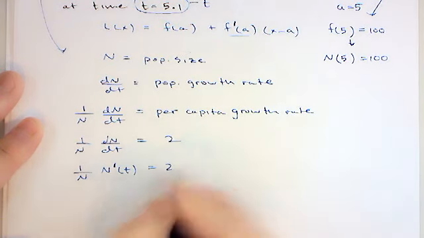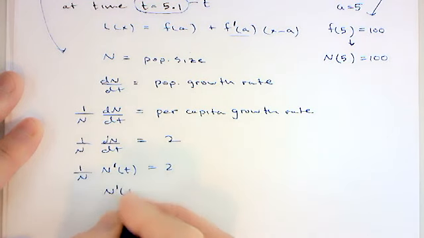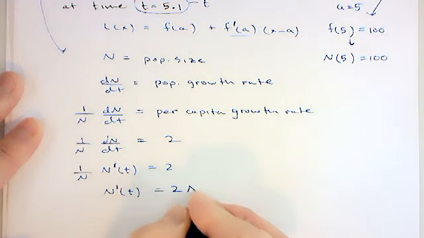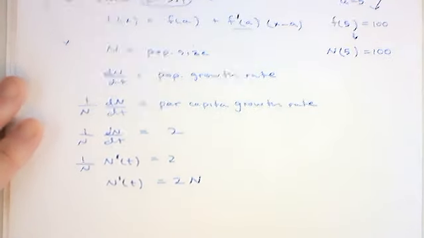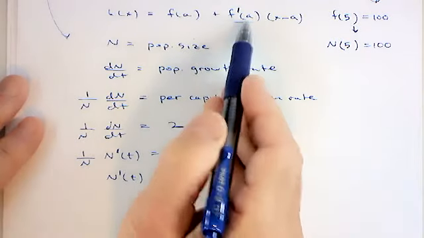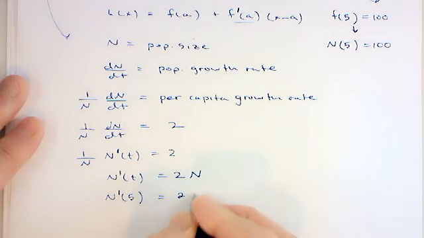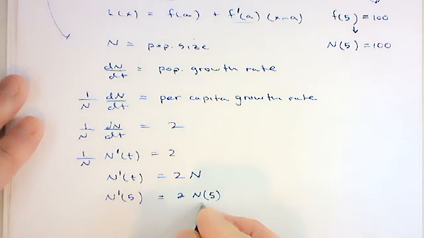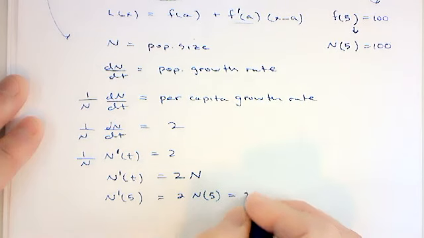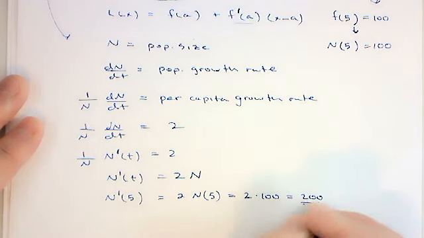And so if I multiply the n over, n prime of t is going to be just 2 times n. So if I want n prime of 5, that's going to be 2 times the population at 5, not 2 times 5, but the population at 5, right? That's what n represents. So we know that the population at t equals 5 is 100. It's going to be 2 times 100, or 200.